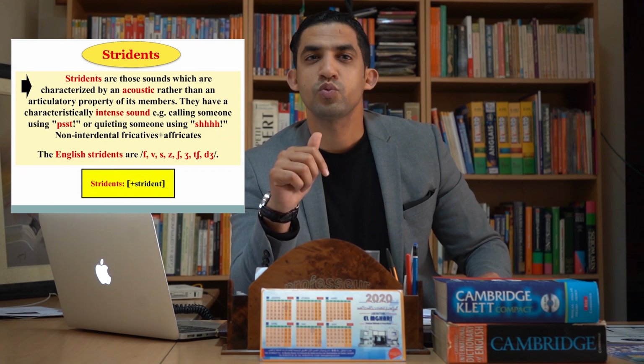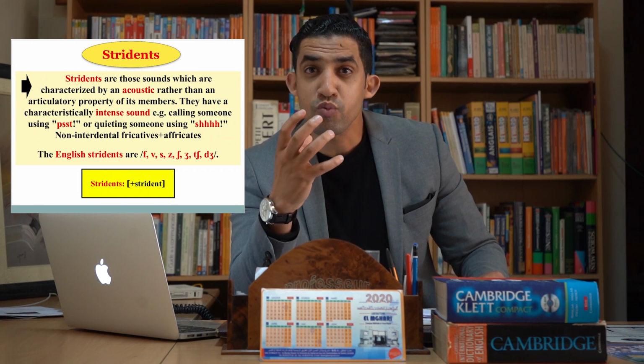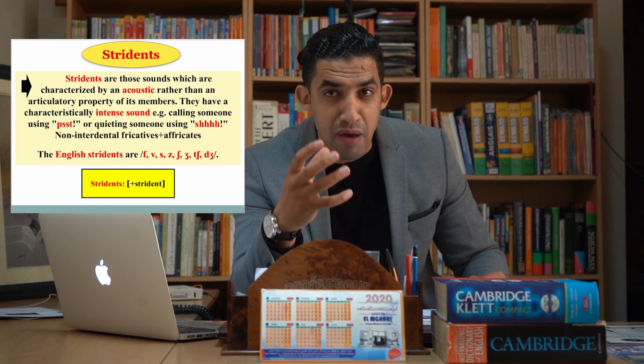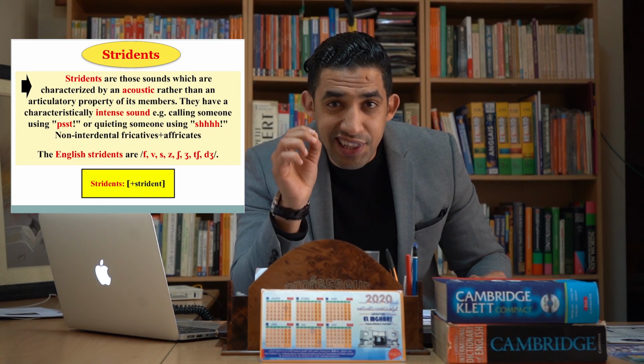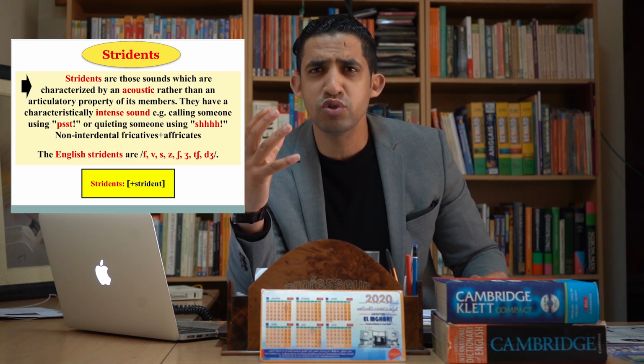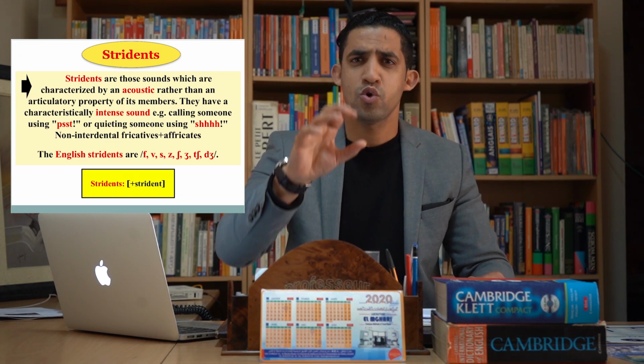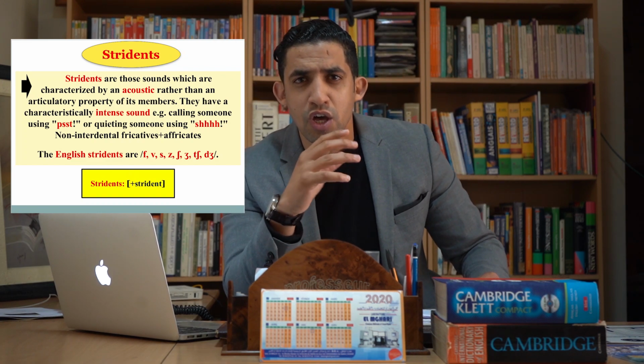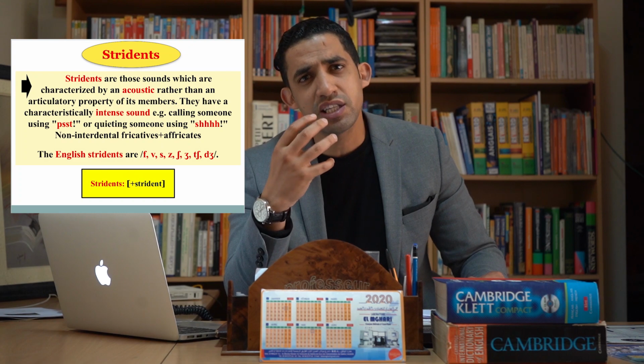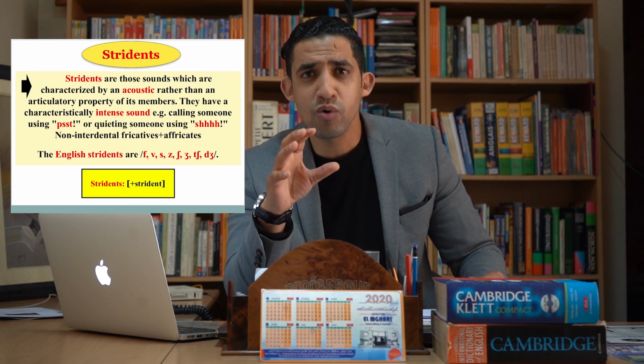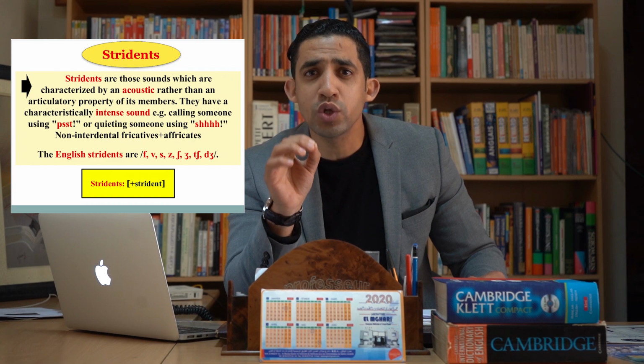Another category of sounds that are very important while describing consonants are what we call stridents and sibilants. These two categories are very interrelated. Stridents are those sounds characterized by an acoustic rather than articulatory property of its members. They have characteristically intense sounds. It's like the ones you use if you want to call someone, you say psst, or quieting someone, you say shh. You will notice that these sounds, which you use to quiet or to call someone, are very audible to the ear.